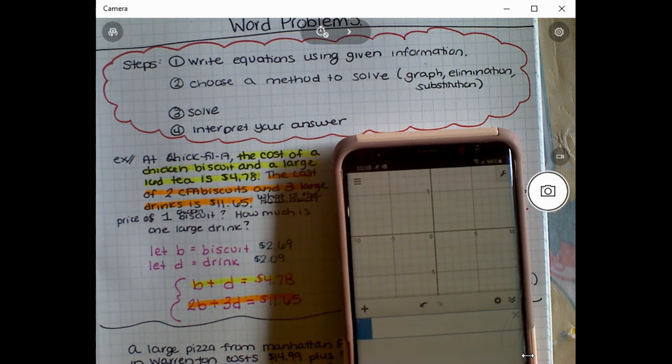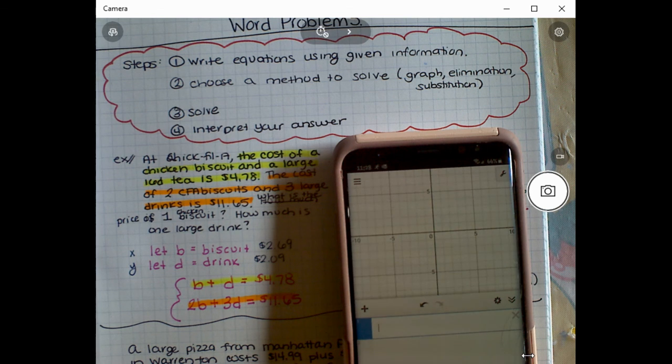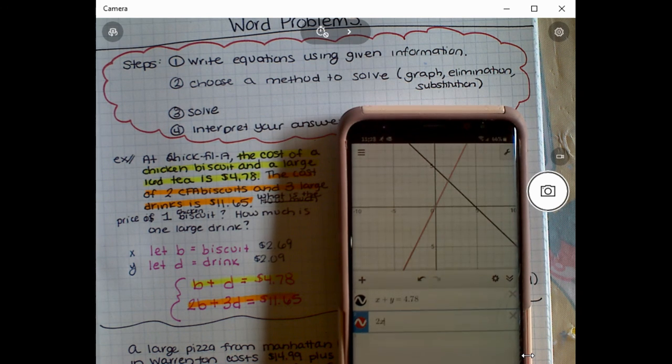If you prefer graphing, you need to remember that you are not able to put B and D in. Instead, you do X and Y. So in that case, you would have X for B and Y for D. So you would do X plus Y equals 478 as one equation. As your other equation, you would have 2x plus 3y equals 1165.